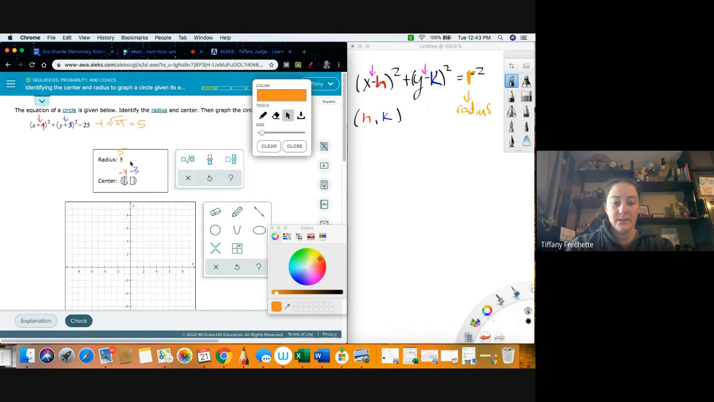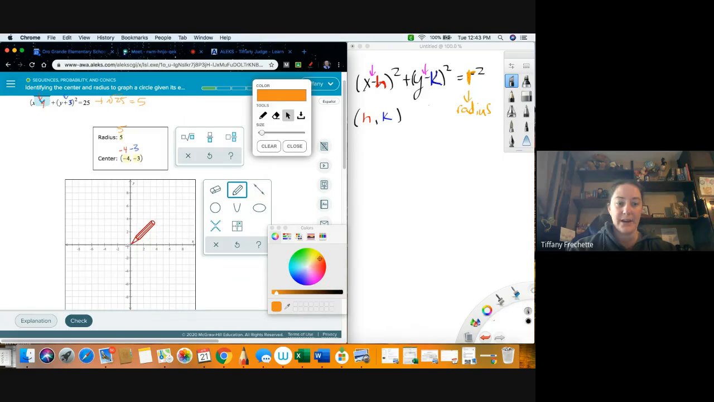All right, so let's come over here and type these in. So I get 5, negative 4, negative 3. I'm going to graph my negative 4, and then, sorry, going the wrong direction here. Negative 4, negative 3. Jumping ahead a little too much there. So I have to go left 4, down 3. So remember, first number right or left, second number up or down.